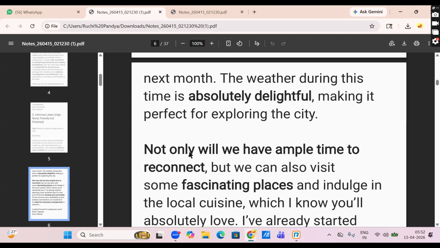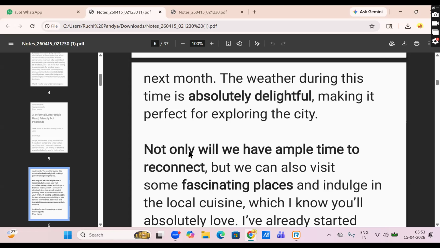Okay, so here the person might be giving an option, like we can do this thing and also we can do this kind of things. So it looks like an option. Like not only will we have ample time to reconnect, but we can also visit some fascinating places and indulge in the local cuisine. So it means food, places, and the get together as well. ओके, ठीक है. Anybody else?